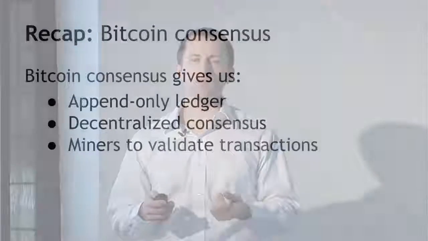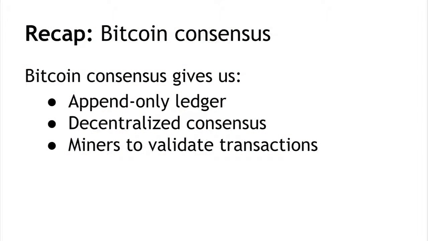So to recap where we left off last time, the Bitcoin consensus mechanism gives us an append-only ledger. A data structure that we can only write to, and once data is written, it's there forever. And there's a decentralized protocol for establishing consensus about the value of that ledger. The miners who perform that protocol are validating transactions, making sure that transactions are well formed, that there aren't double spends, and that this thing can function as a currency.